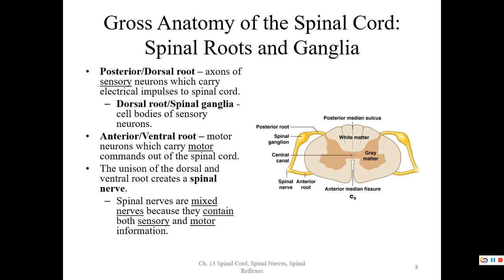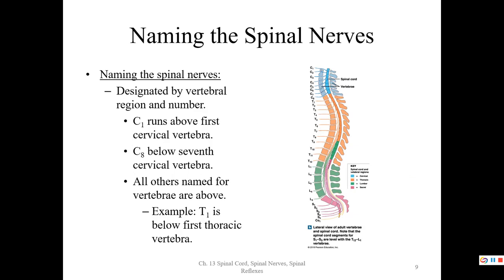Now, when the dorsal root and the ventral root unite, like the two branches of the letter Y coming to the base of the letter Y, a spinal nerve is made. Since the dorsal root has sensory neurons and the ventral root has motor neurons, the spinal nerve will be a mix of both sensory and motor information because it has both roots. We call spinal nerves mixed nerves because they contain both of those things, okay?